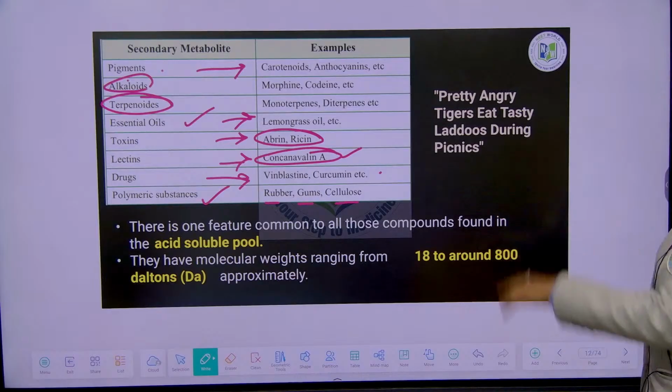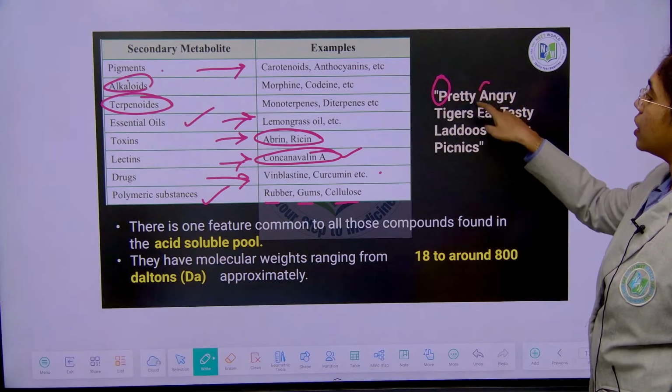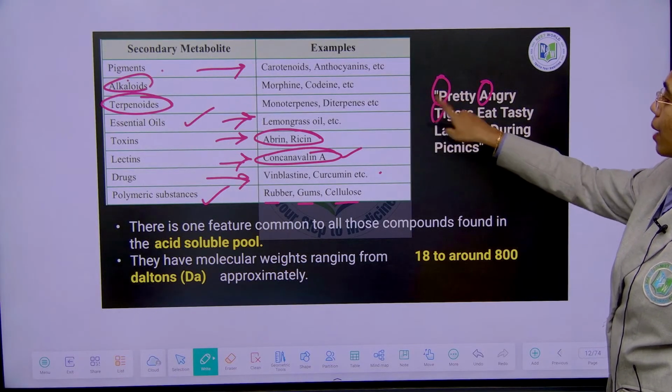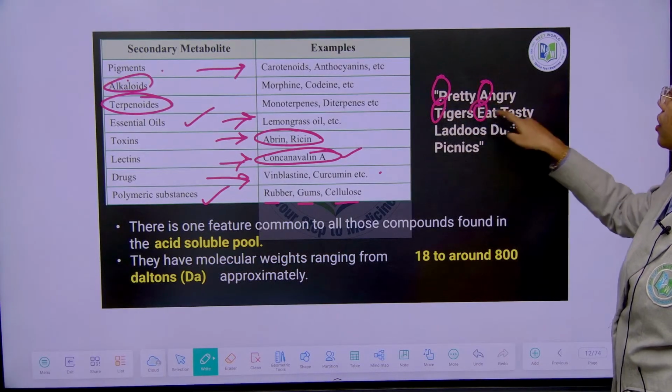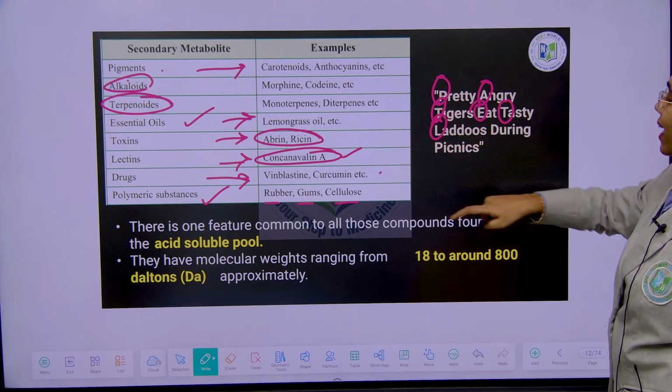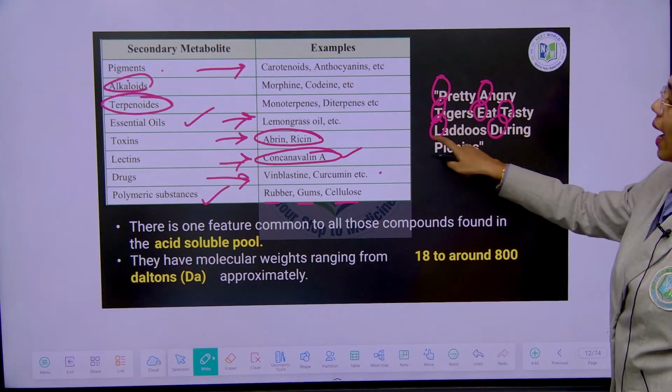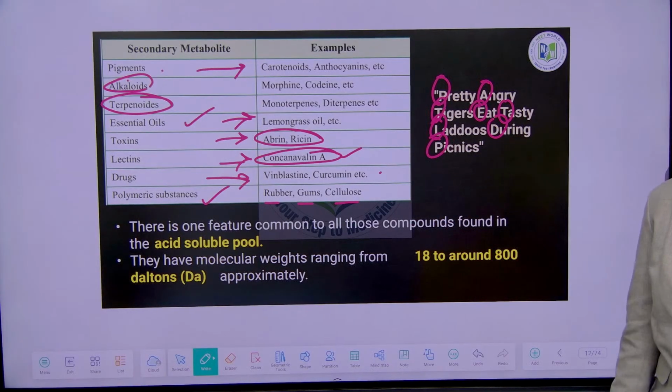Just if you remember this mnemonic: under P, pigments, alkaloids, terpenoids, essential oils, toxins, lectins, drugs and polymeric substances, right?